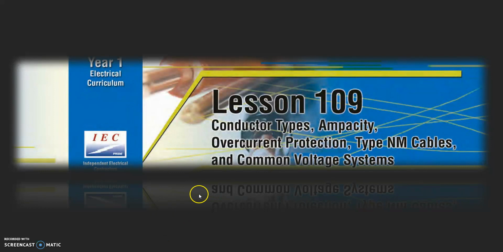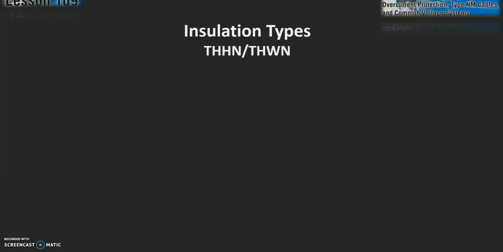Alright, so again, lesson 109, I'm going to just hit a few key points I think are pretty important here for you guys. First, the insulation types. You notice all those various letters, and I don't need you to really memorize these. I just want you to know that they all mean something, and maybe we can sort of correlate some things. So the most common is actually called THHN/THWN.